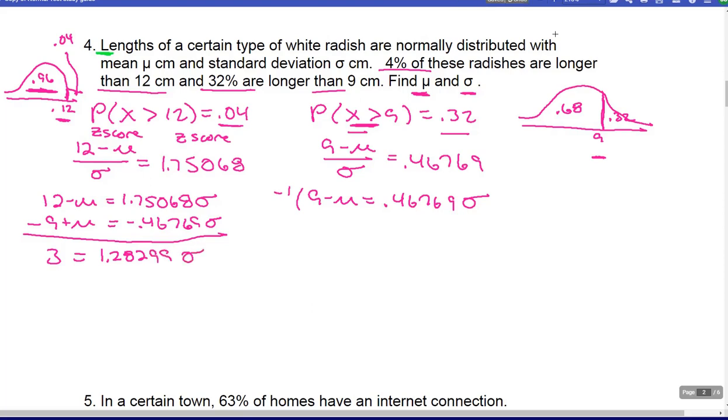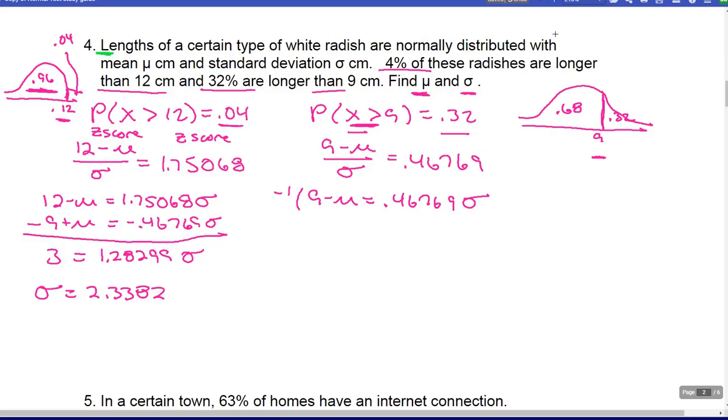How do I find sigma? How do I get standard deviation by itself? You'll divide 3 by 1.282, blah, blah, blah. So again, at this point, writing all that down isn't important. Go ahead and do 3 divided by this and tell me what the answer is. 2.3382. All right, now that's the standard deviation.